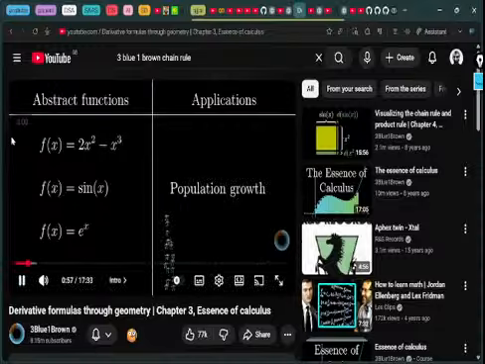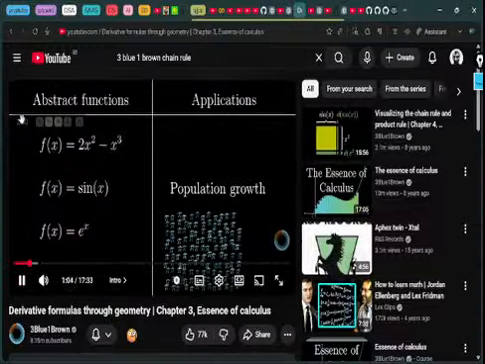So if you build up some fluency with the ideas of rates of change for those kinds of pure abstract functions, it gives you a language to more readily talk about the rates at which things change in concrete situations that you might be using calculus to model.